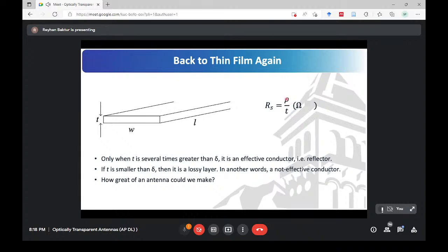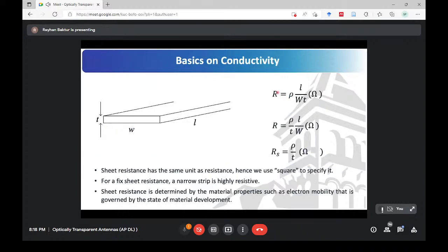Right. So this is the normal resistance, right? Resistance is resistivity times length over the cross-section area. So we define resistivity over the thickness as surface resistance. Does it answer your question?